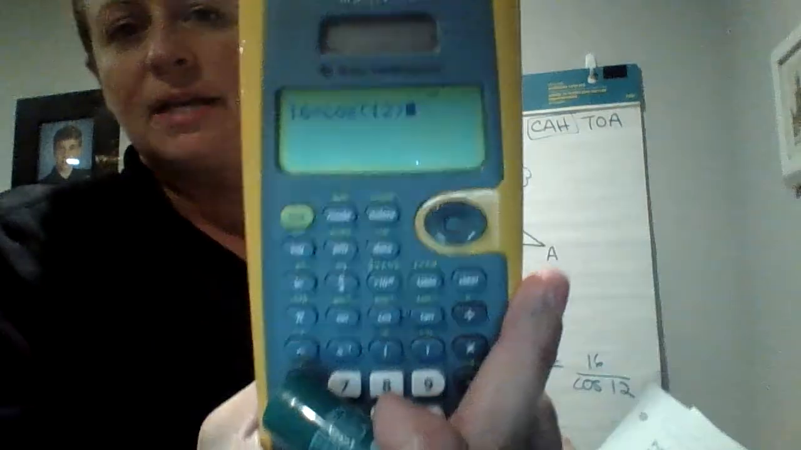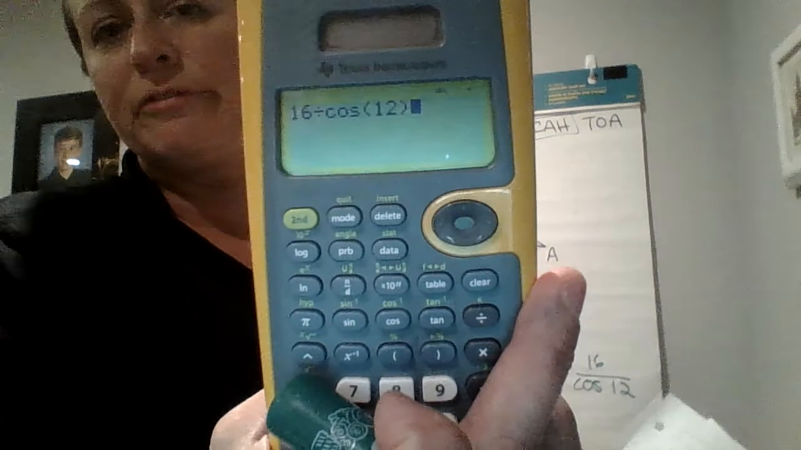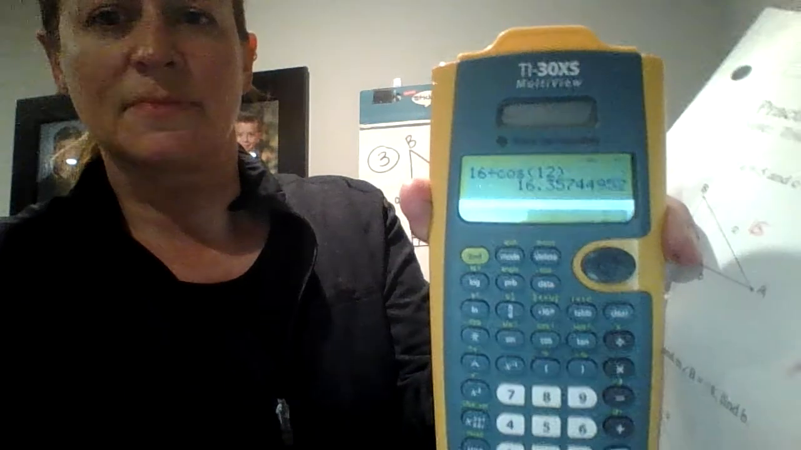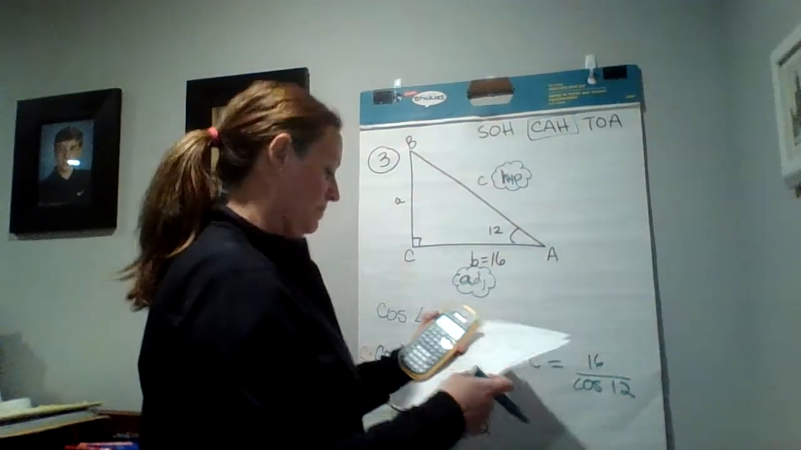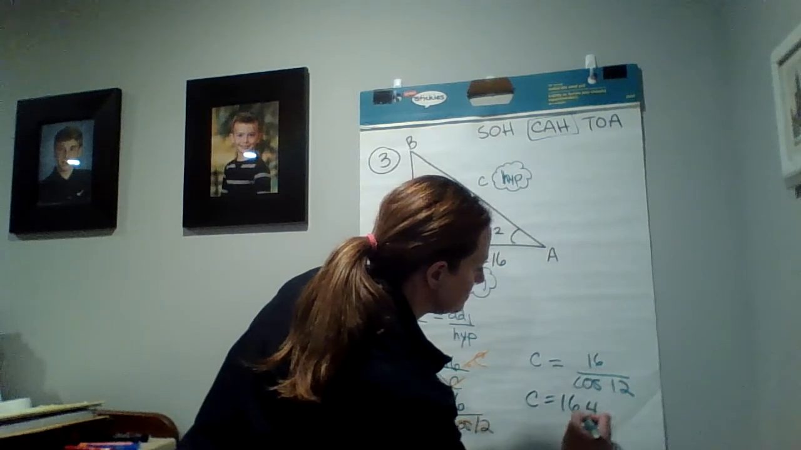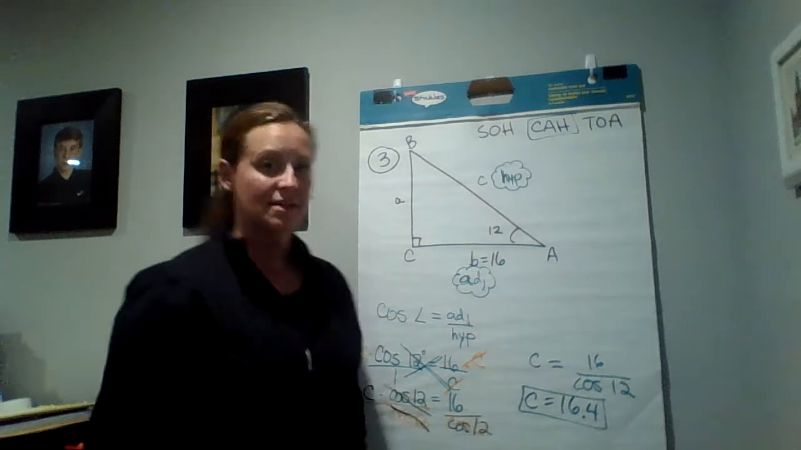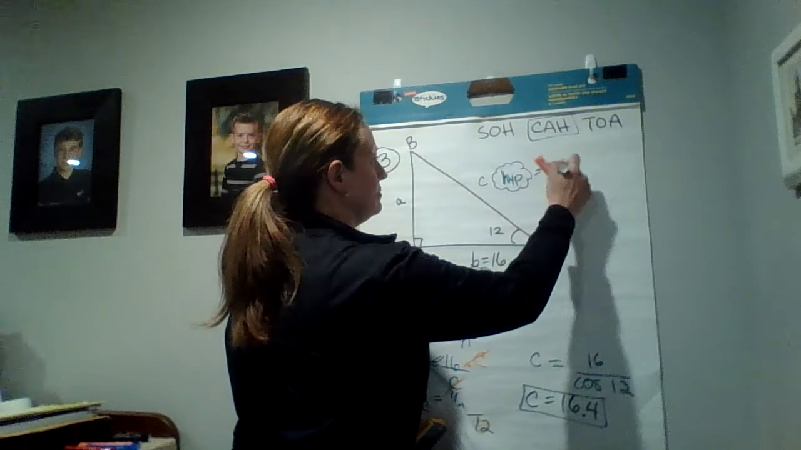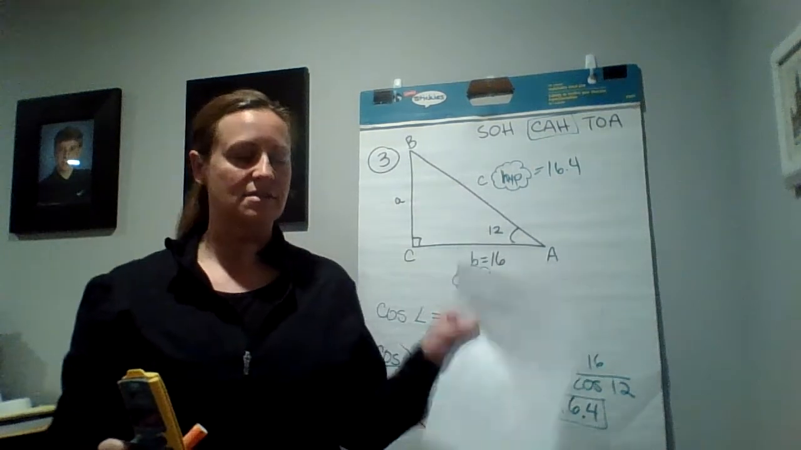So this is what it looks like when I enter it in the calculator. 16 divided by cosine of 12. And pressing enter, I got 16.35. 16.4 is what I'm going to write as an approximate answer. So the length of the hypotenuse is 16.4. And that's really all this question was asking us.